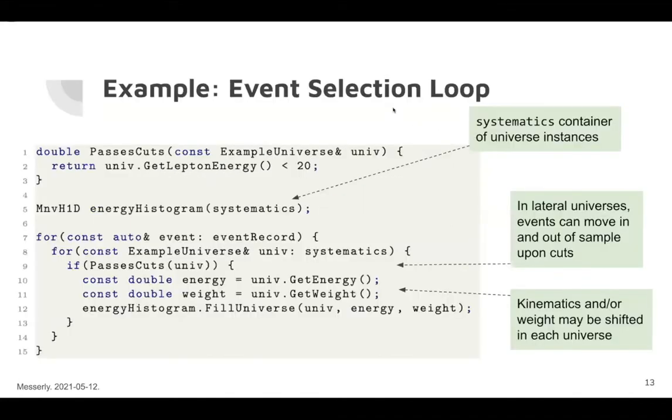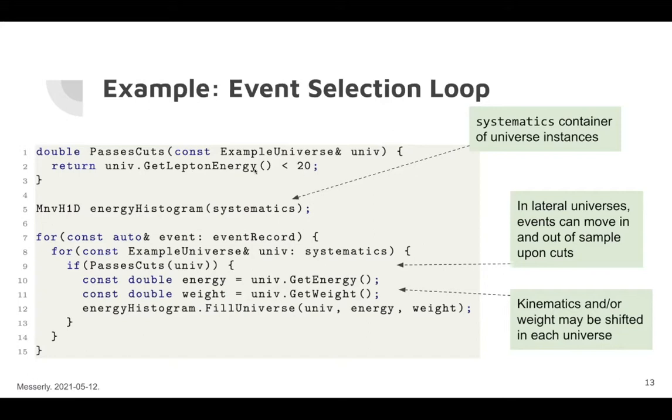So as an example of what an event loop can look like, if you go straight to line 7, we have a for loop over the event record and a for loop over a container of systematics here. So you'll fill this container of systematics with instances of systematic universe classes. And then as you go through the loop, whether an event passes a cut or not will depend, for example, on that systematic's specific kinematic function.